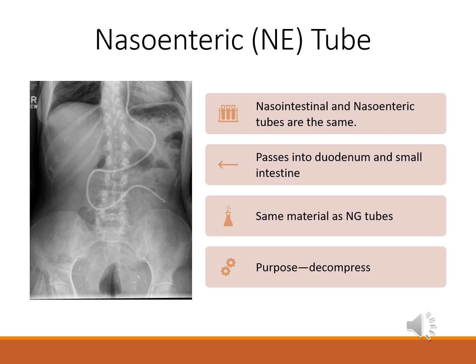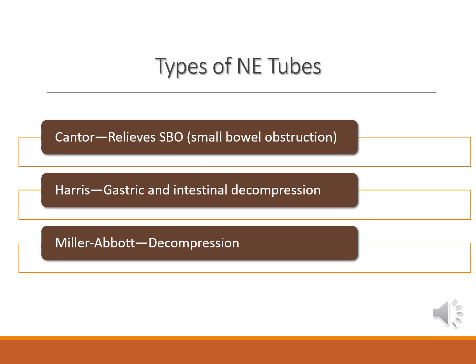Some common types of NE tubes include the Cantor tube, which is a long tube with a small mercury-filled bag at the end and has drainage holes for aspiration, and it can relieve obstructions within the small bowel. The Harris tube is a mercury-weighted tube that moves through the digestive tract by gravity. Gastric and intestinal decompression is its main usage.